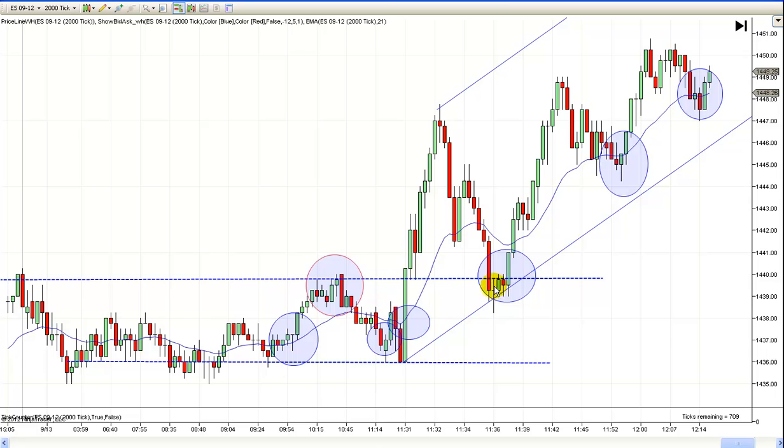But notice right here, we kind of had this first break, and then we came back down and tested it again. So that's like a double bottom. That's like a double test of that area right there. And then we went higher. So this was another great place to get long.